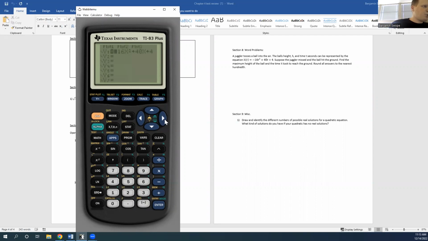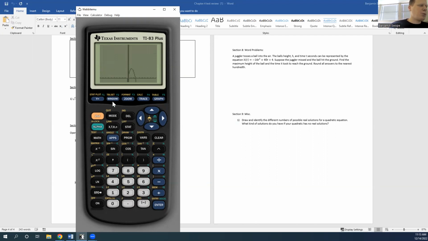So first thing you're going to want to do is graph your equation. So we have negative 16x squared plus 40x plus 4. Just double check you have this right. One common thing people forget is this power of 2. Make sure you have that power of 2, because if not, it's going to graph a line instead of a parabola.